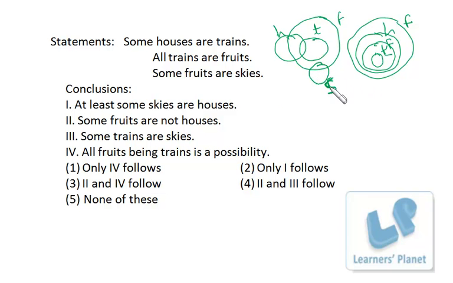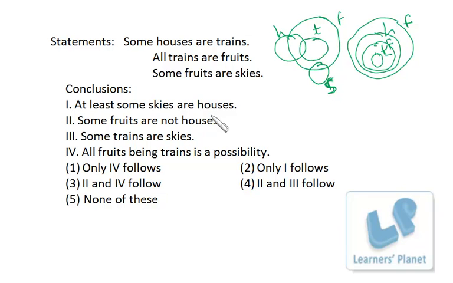So now, the same thing can be done over here also when some fruits are skies. So some fruits are skies, maybe we can draw the circle over here, maybe over here, maybe that circle is intersecting this circle, or any of them, right? So let's see the conclusion now.